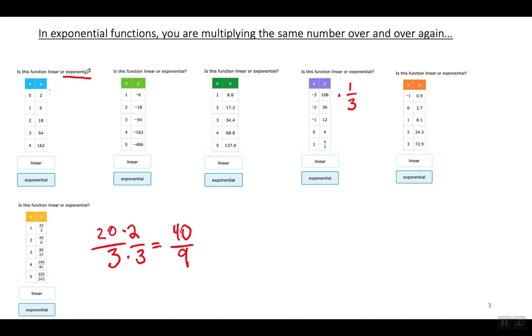Okay, so again, in an exponential function, the y values are being multiplied or divided over and over again by the same number. In a linear function, which I did in another video, you're adding the same number over and over again to the y values, or subtracting the same number over and over again.